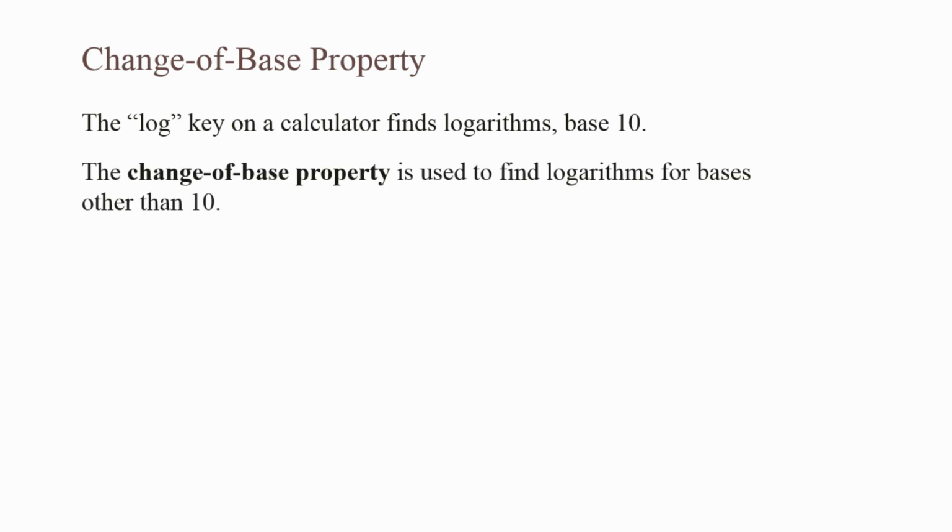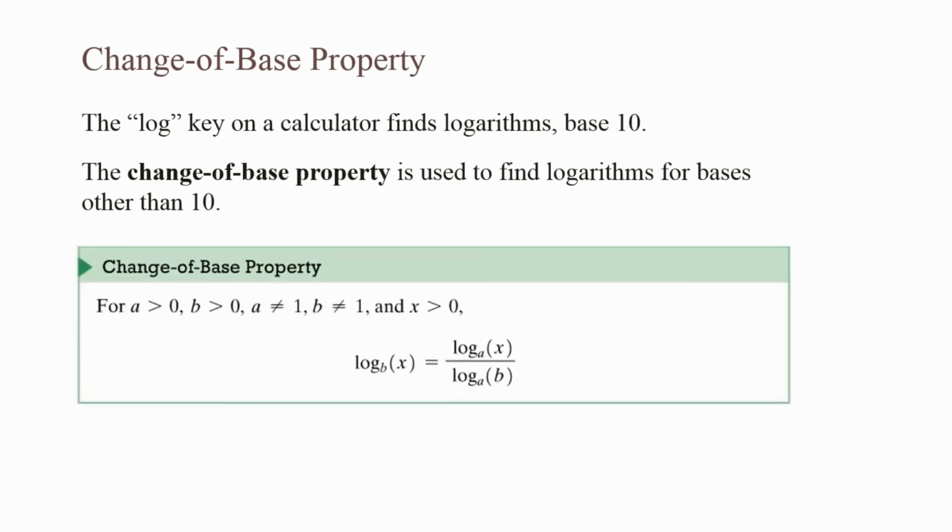Change of base property. The log key on our calculator finds logarithms base 10. The change of base property is used to find logarithms for bases other than 10. Change of base property: for a greater than 0, b greater than 0, a not equal to 1, b not equal to 1, and x greater than 0, log base b of x equals log base a of x over log base a of b.